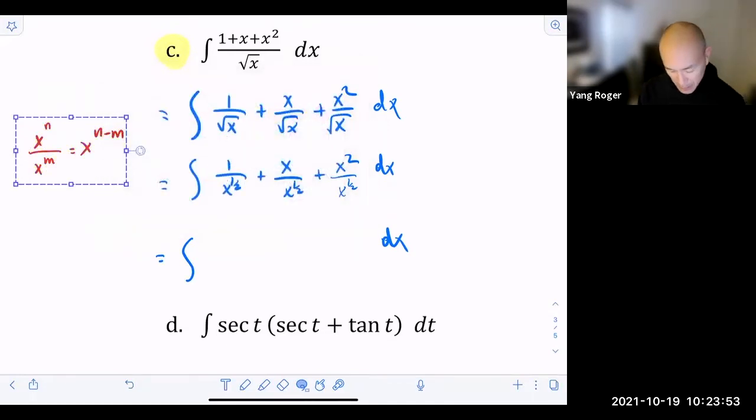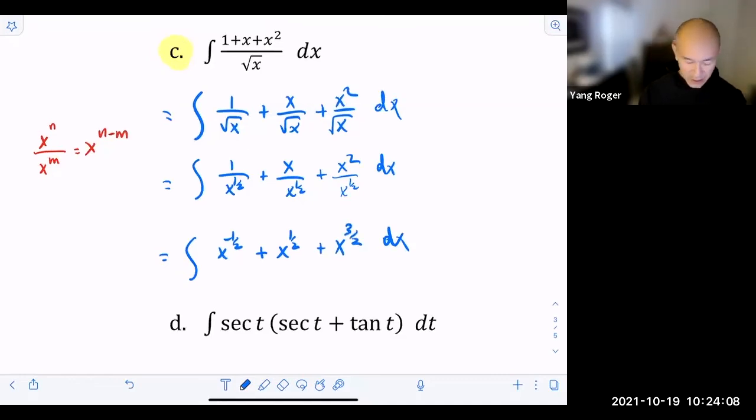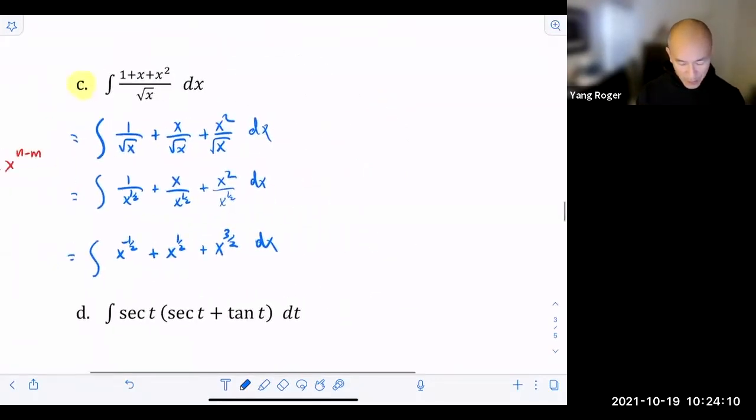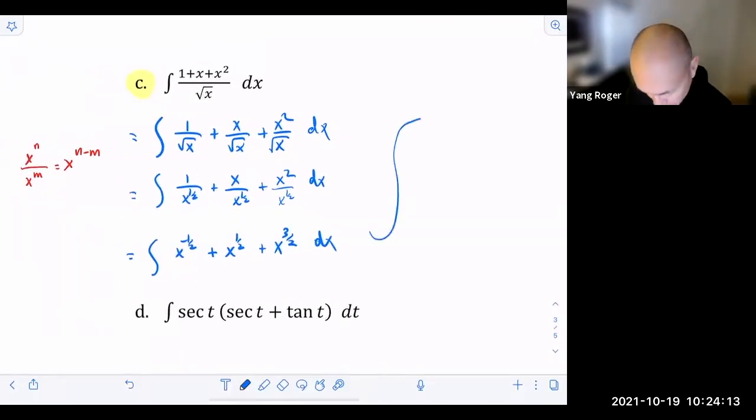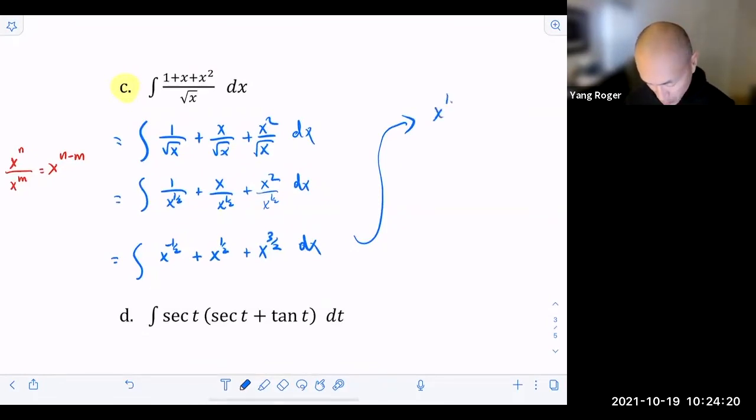Okay. So this first term is just x to the negative 1/2. The second term is x to the 1/2. And this third term is 2 minus 1/2, which is 3/2. So x to the 3/2 like this. Then we can now find the antiderivative of each piece because each function is a power function. So you could write this as x to the 1/2 times 2 plus x to the 3/2 times 2/3.